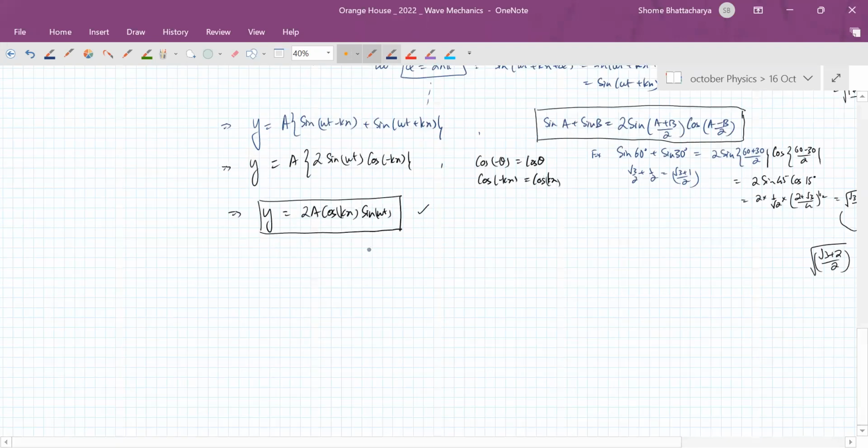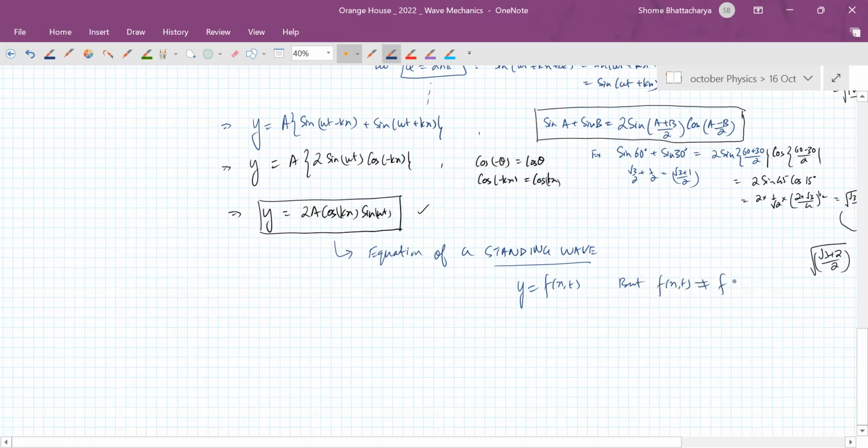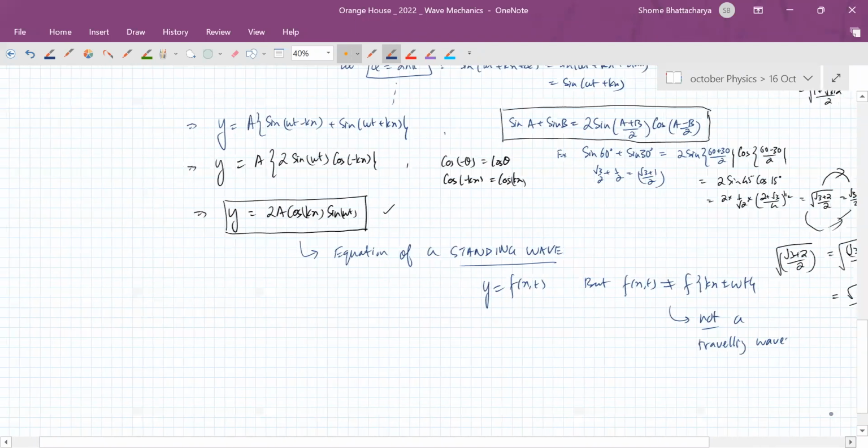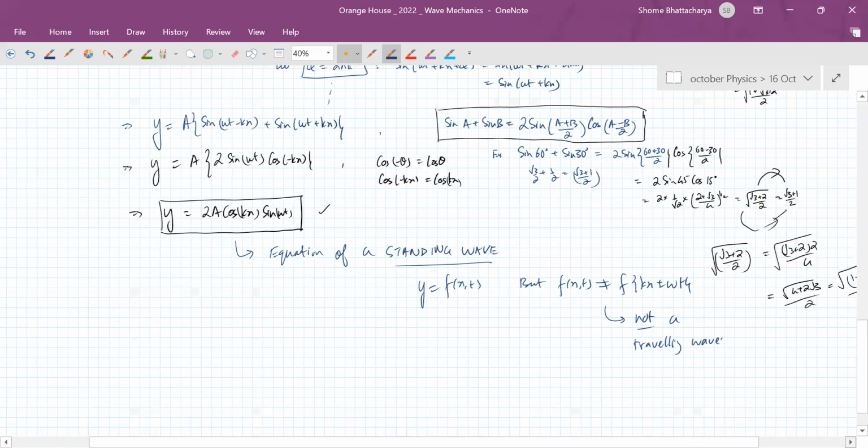Okay, so this is an equation of a standing wave. You can see that y is a function of x and t, but this function of x and t is not of the type f of omega t plus or minus kx. So because it's not of this type, this is not a traveling wave. It does not come in the category of traveling wave. It comes in a different category of wave equation called a standing or a stationary wave.